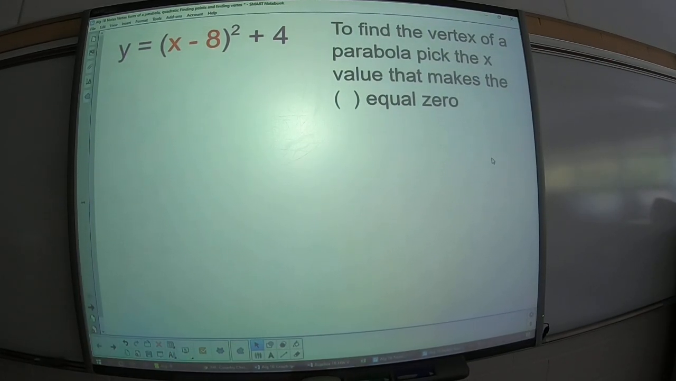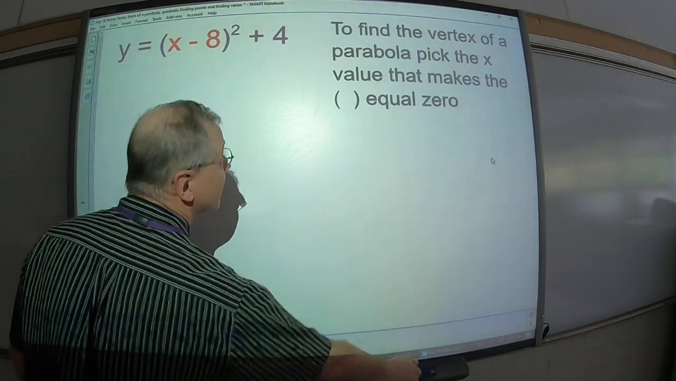Welcome, and today we're going to be working with the vertex form of a parabola or a quadratic equation. What we're going to try to do today is show you how to find the vertex and how to find points so that you can eventually graph this. Now we'll be using the list of order of operations to help us do this process.